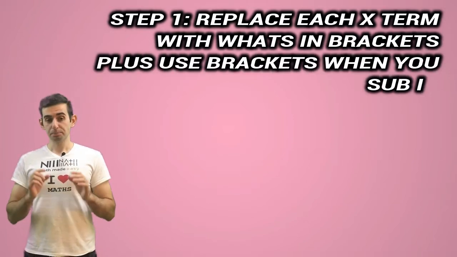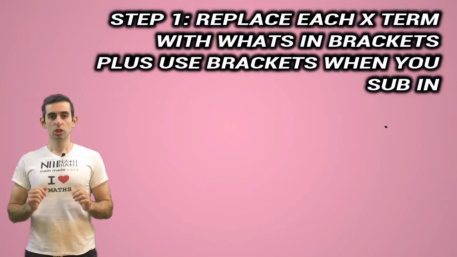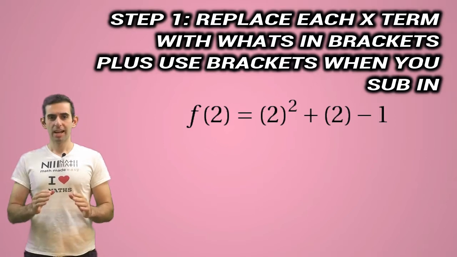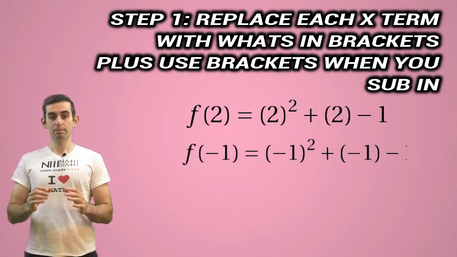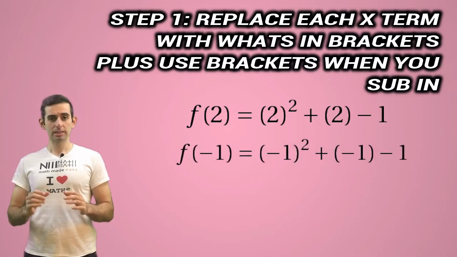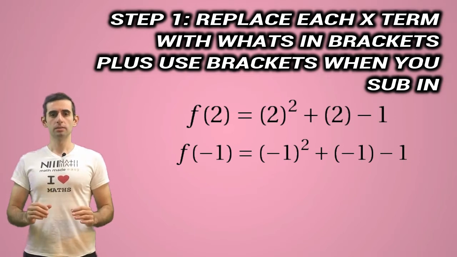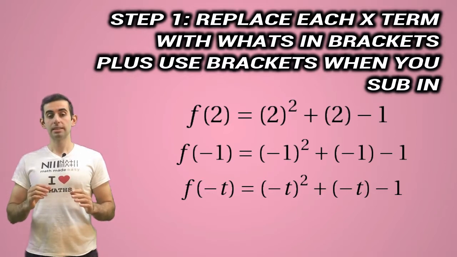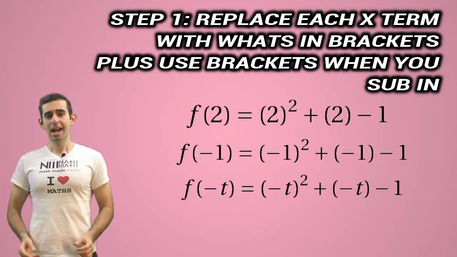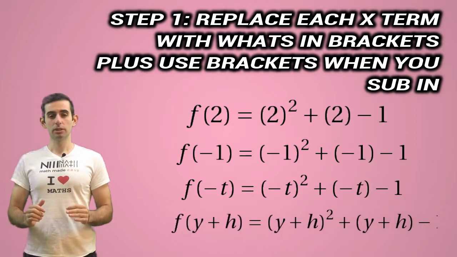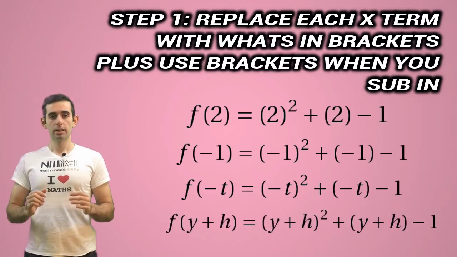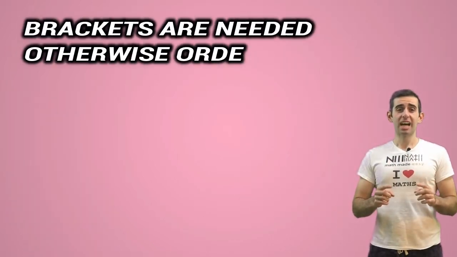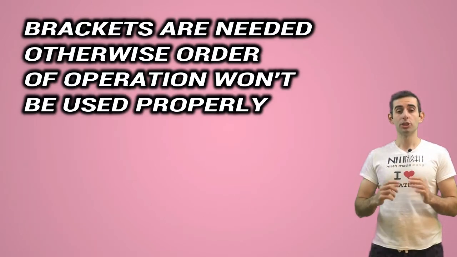So this looks like f of 2 equals brackets 2 squared plus brackets 2 minus 1. F of negative 1 equals negative 1 in brackets squared plus in brackets negative 1 minus 1. F of negative t equals in brackets negative t squared plus in brackets negative t plus 1. And f of y plus h equals brackets y plus h squared plus brackets y plus h minus 1. We need to use brackets, otherwise we won't be able to use order of operation correctly.